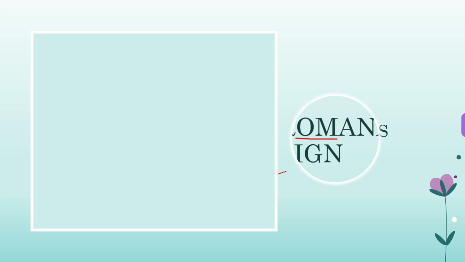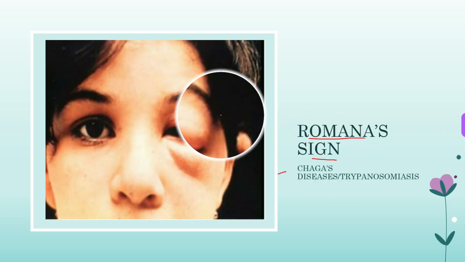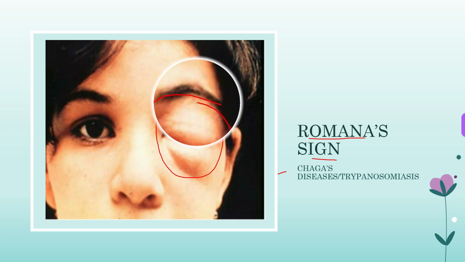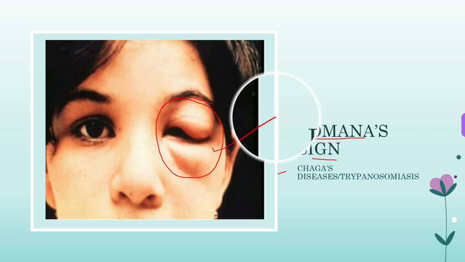After Romberg sign we have another sign, that is Romana's sign. This sign is mainly seen in Chagas disease, or trypanosomiasis.